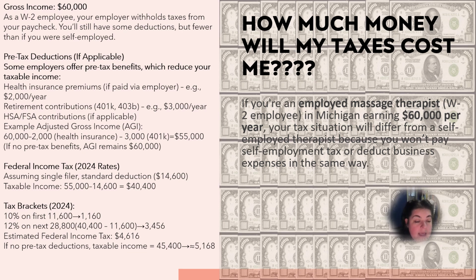All right. If we had no pre-tax deductions, if we opted against retirement and health insurance, then our taxable income is going to be $45,400, and we would spend an additional 500 plus paying taxes. So if we didn't do that adjusted AGI, right, our adjusted gross income, we would be paying $5,000, nearly $200 in federal income tax versus that 4,600.